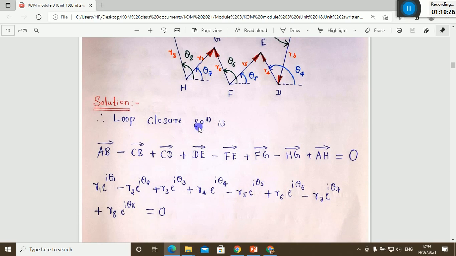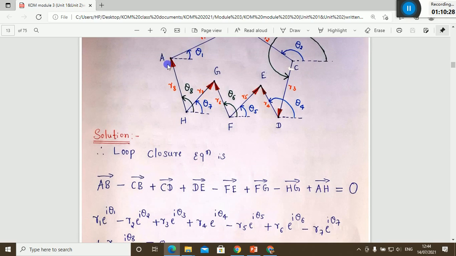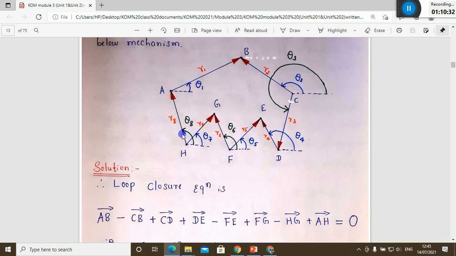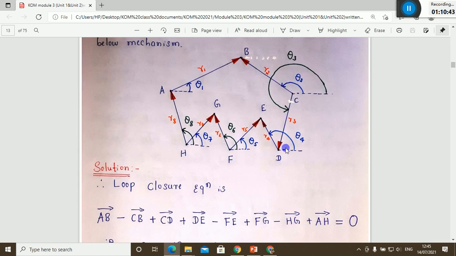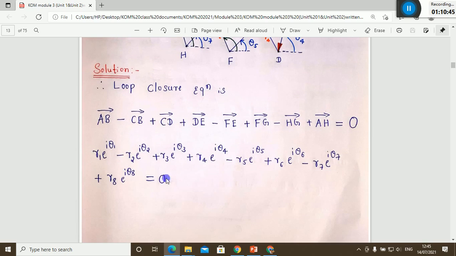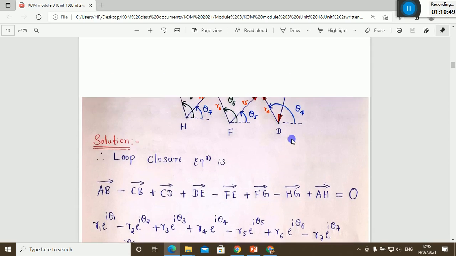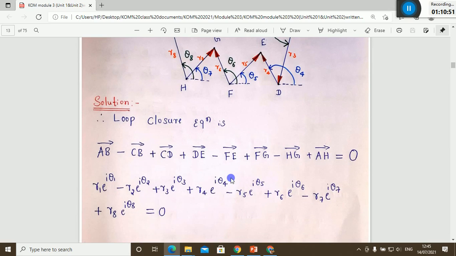The last one is the eighth vector, HA. It is along vector AB, so it is positive. It means R8 e raised to i theta 8. The summation will be 0. If there is no doubt in writing the loop closure equation, it will be easy to solve the next part of this problem, how to find the angular velocity and acceleration.